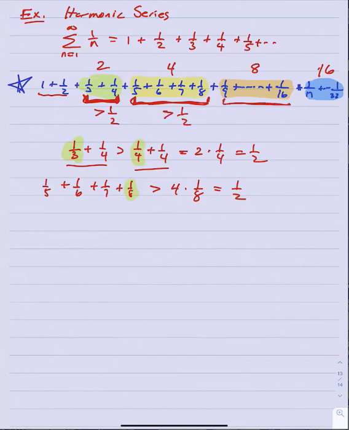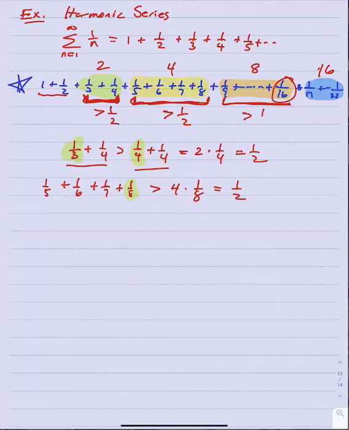In this next block, there are 8 terms. Each of those terms is greater than or equal to 1/16. And actually, they're all greater than 1/16 except for the very last term. That means again, this block is larger than 1/2.